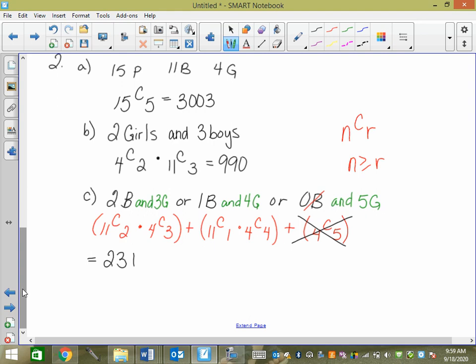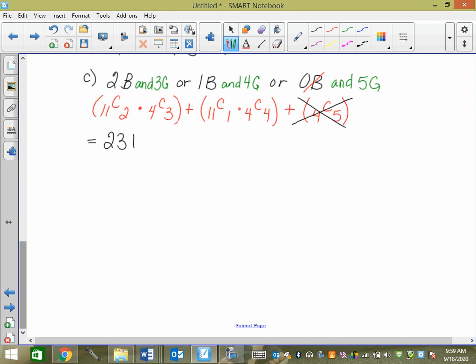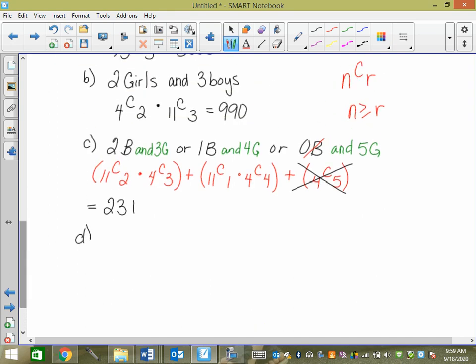You might have just added an extra case at the end to get the extra one. D says at least 3 girls. So I need 3 girls, or 4 girls, or 5 girls. People will do again. Can I have 5 girls? No. So this case is out.